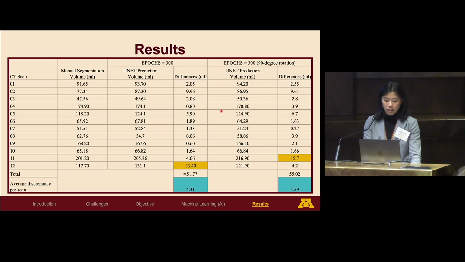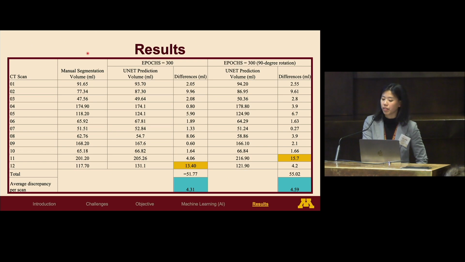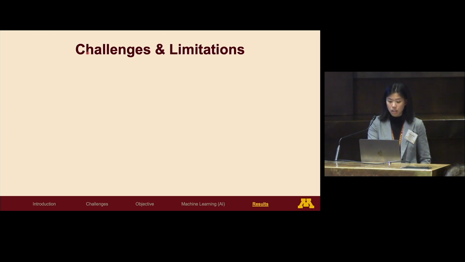Here are the individual differences between the ground truth hematoma volume and the hematoma volume predicted from the 3D UNet. The highest difference is scan 12 from the original output, with an over-prediction of 13.4 ml, which is highlighted in yellow. Then we used the UNet to predict the volume of the blood with the 90-degree rotation of the CT scan. Similarly, both rotations show an average discrepancy of less than 5 ml per CT scan when compared to the ground truth. So there are many challenges that we encountered in this study.